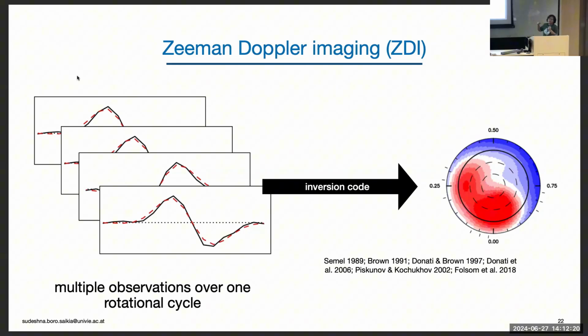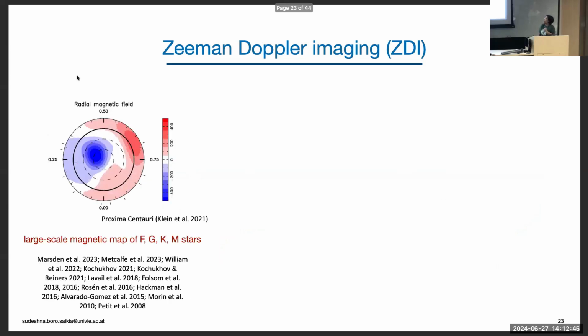Just to remind you, we're looking at a flattened polar projection of the star, where we're looking straight down along the pole. The different circles represent the latitudinal changes, and the solid line represents the equator. The red and blue basically mean the magnetic field orientation, whether it's towards you or moving away from you. This technique has been applied in the last few decades on a wide range of stars. And here, this is just an example.